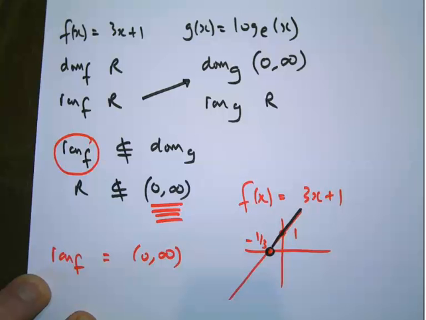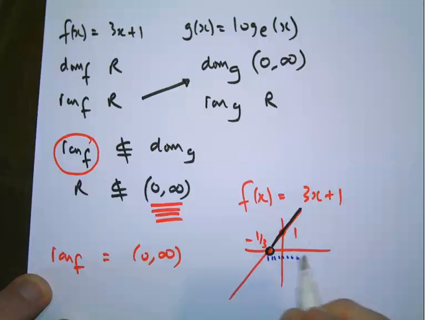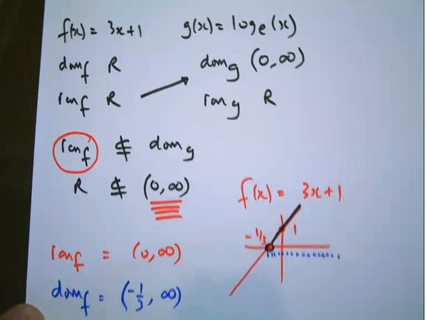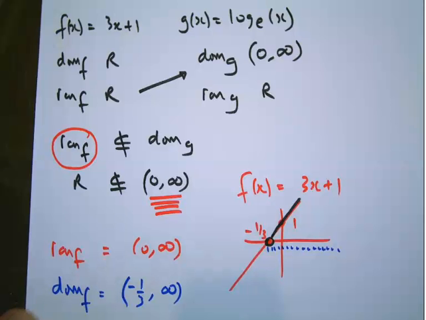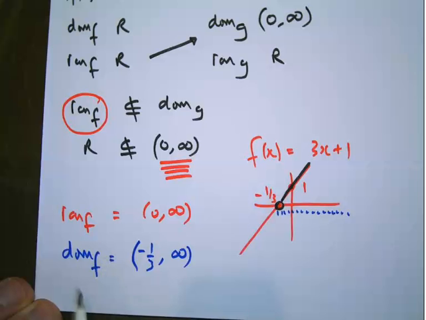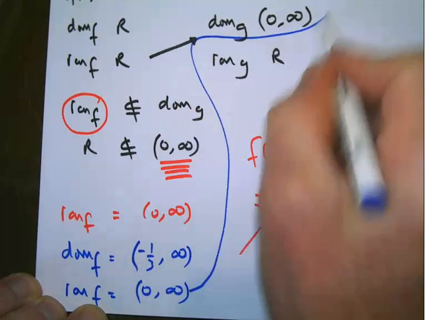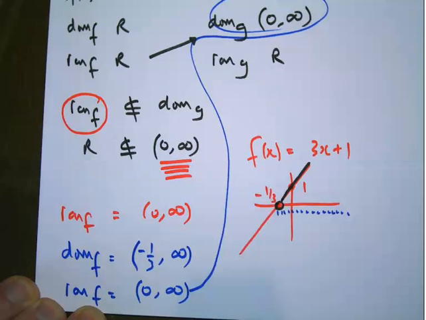To enable me to have a range of f that's 0 to infinity, the domain of f has to be all of these numbers, so the domain of f has to equal negative 1/3 to infinity, non-inclusive of the negative 1/3. So if the domain of f was negative 1/3 to infinity, then the range of f would be 0 to infinity, and then 0 to infinity would fit inside the domain of g.